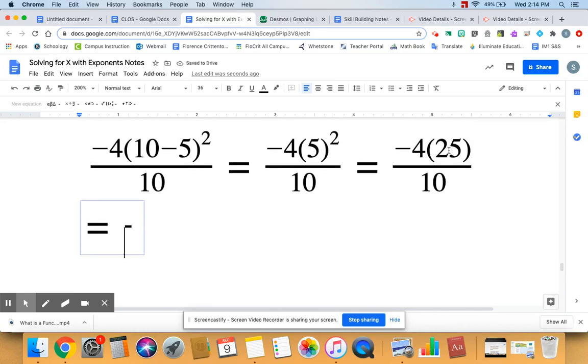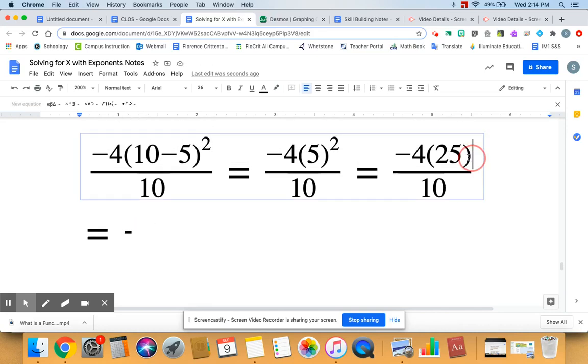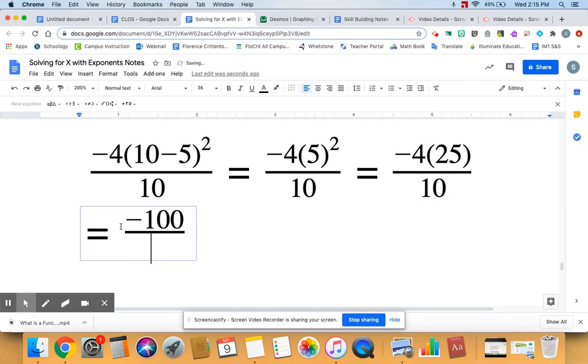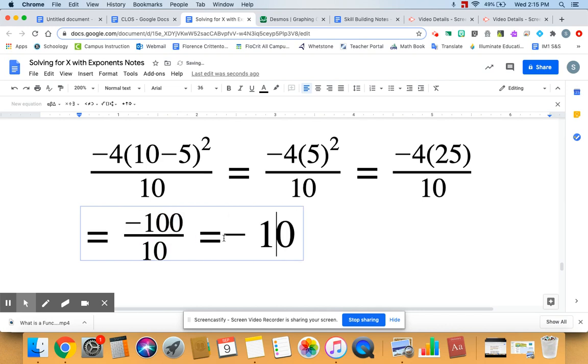Next, in my numerator, I don't have any more exponents, so I get to move on to multiplying and dividing. I do have a multiplying because a number in front of a parentheses means to multiply. And negative 4 times 25 is negative 100. And now my top has been grouped into one number. So I'm done with grouping my top. There's nothing to group on the bottom. So I just get to move to the step where I divide these two, and negative 100 divided by 10 is negative 10.